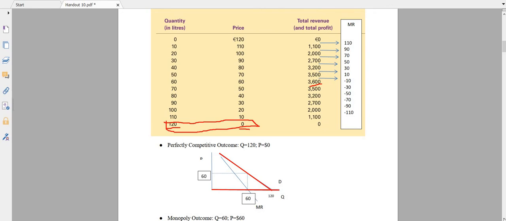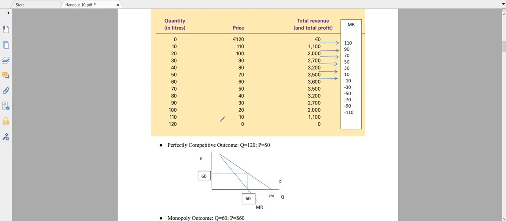Now let's work out what the outcome would have been if this was a monopoly. We know that in the case of monopoly, a firm is going to operate where its MR cuts the MC, or in other words, a monopoly is going to operate where its profit is being maximized.